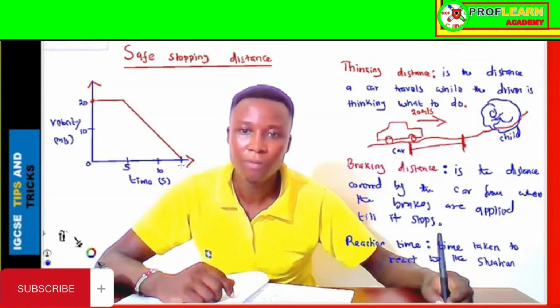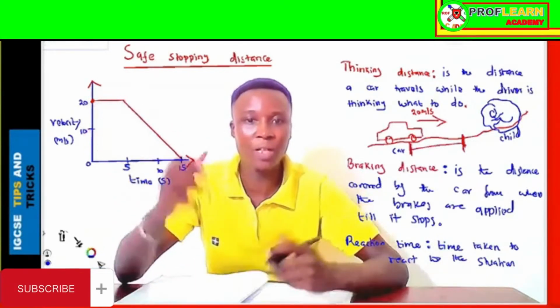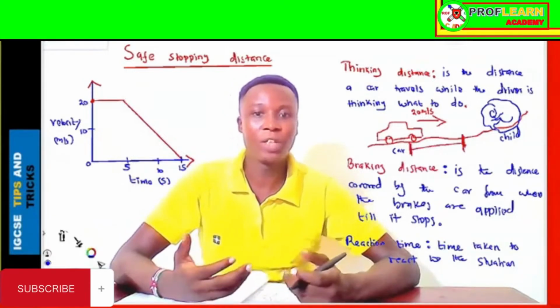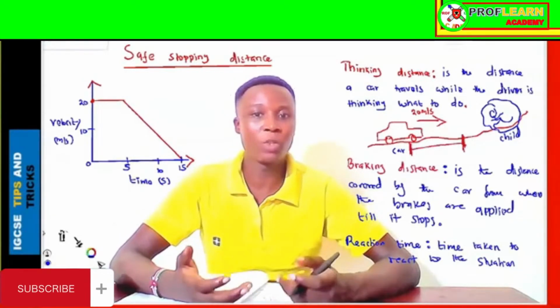10, 15. Given this velocity time graph, you can be asked different questions. And one of the questions that you can be asked is concerning reaction time.